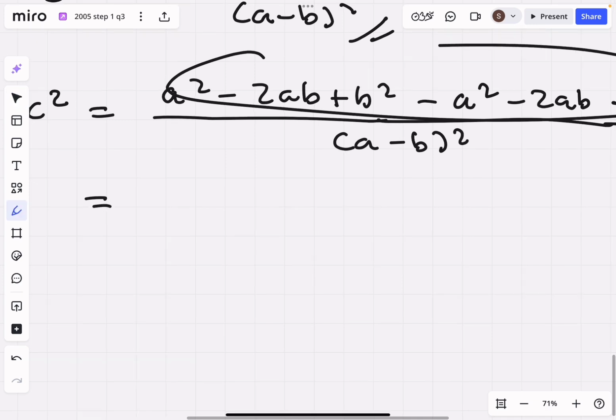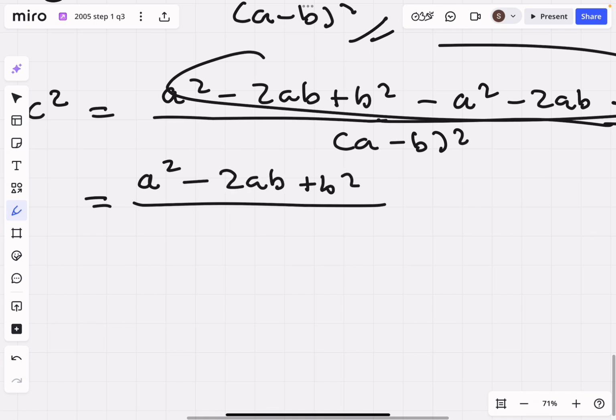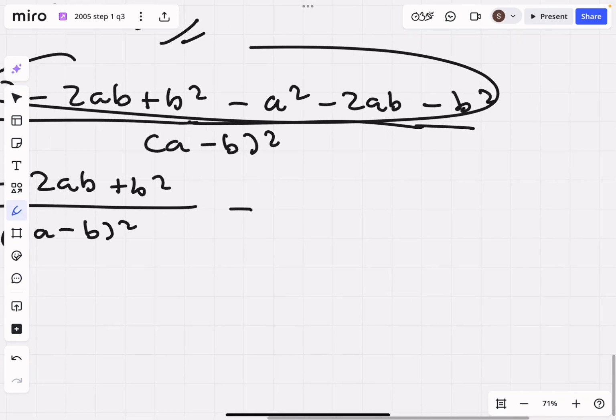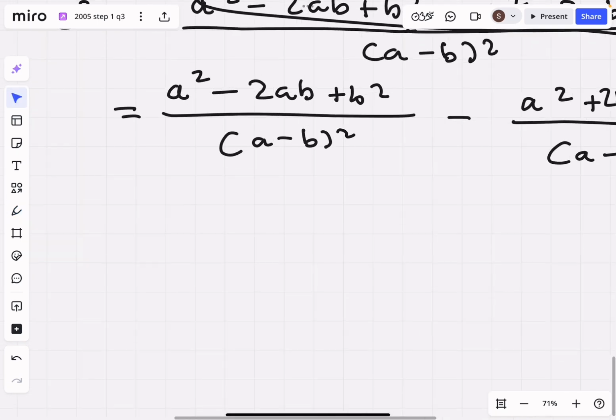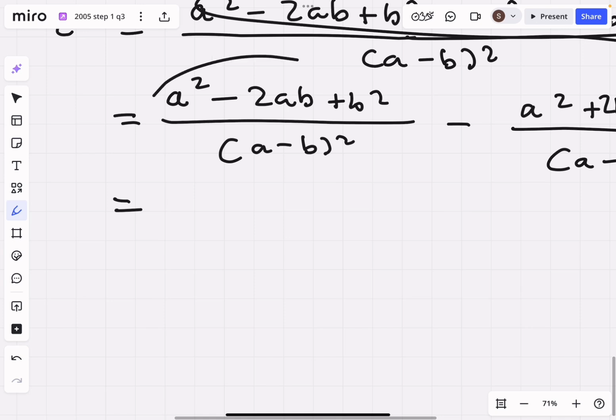But now we can divide up the fraction into two fractions. So we can get a squared minus 2ab plus b squared over (a minus b) squared. And then minus a squared plus 2ab plus b squared over (a minus b) squared. And then we know that this is equal to (a minus b) squared. So that's just (a minus b) squared over (a minus b) squared.